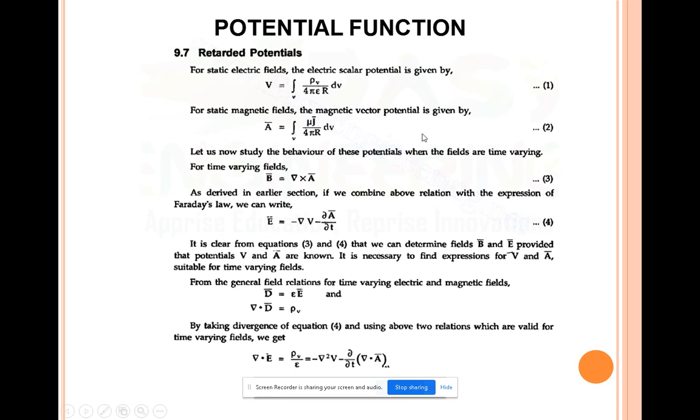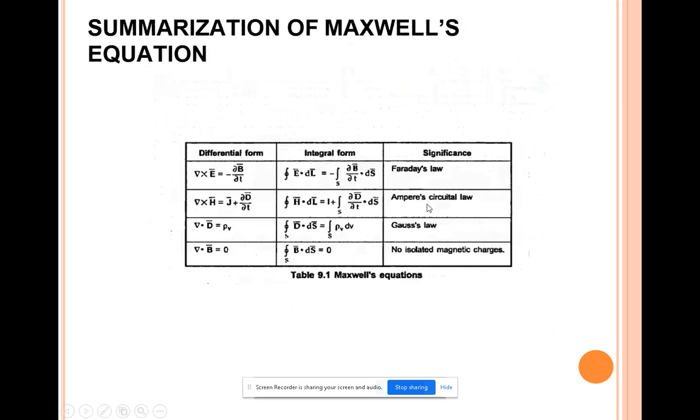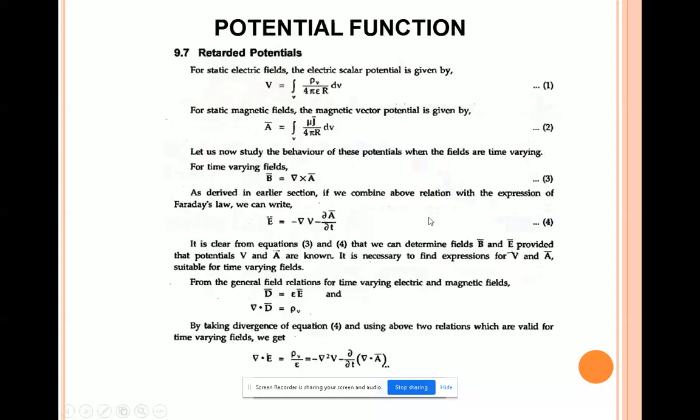So from equations 3 and 4, we are going to determine the B vector and E vector with the help of V and A vector. So first we have to find out V and A vector for the time varying field.